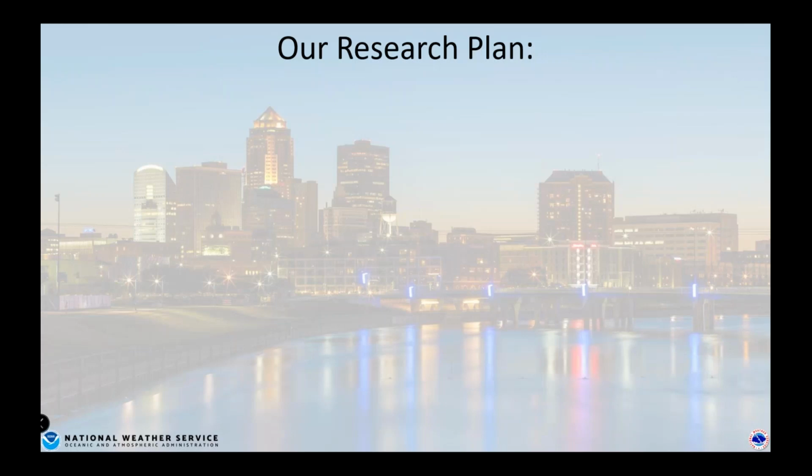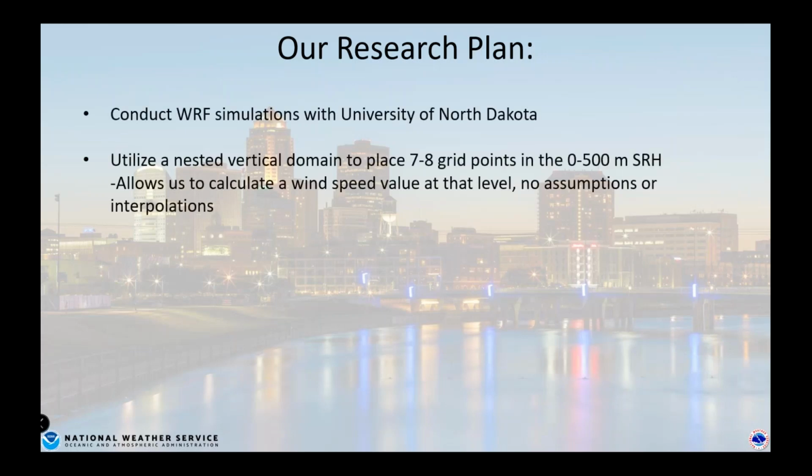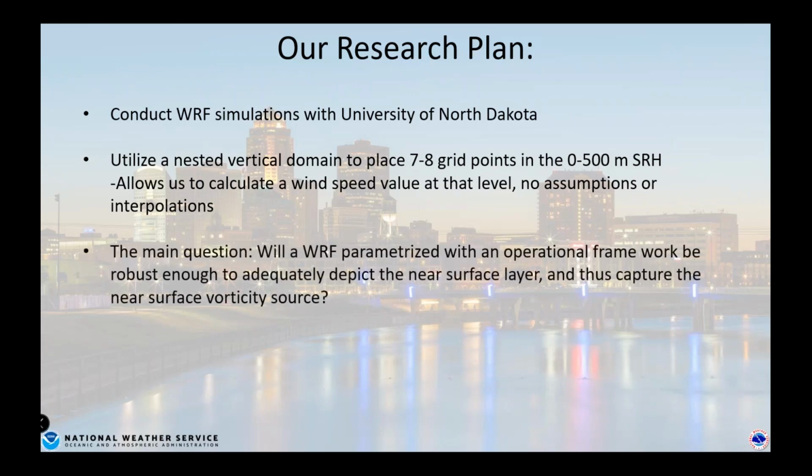So the work that we are hoping to be able to accomplish here is to conduct a WRF simulation with the University of North Dakota. And our goal is to utilize a nested vertical domain within the WRF that should hopefully be able to place 7 to 8 grid points in that 0 to 500 meter layer and allow us to actually explicitly calculate the wind at each one of those levels and give us a good idea of what our 0 to 500 meter storm relative helicity would be, and essentially be able to determine if we're able to actually capture the important near surface source of vorticity that we may need for tornado genesis.